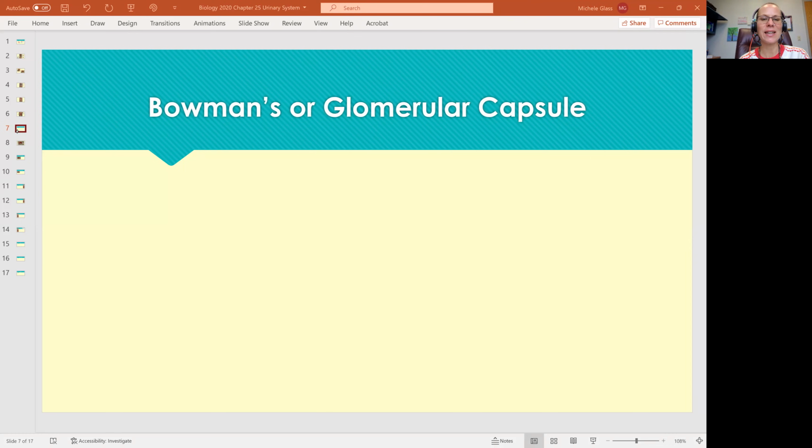We are ready to investigate the kidneys and nephron in a little bit more detail. Remember when we talked about the nephron, we said it's the functional unit of the kidney. So we cannot understand the kidney without understanding the nephron. And we're going to start with the start of the nephron. And the start of the nephron has two names. It can be called either Bowman's capsule or the glomerular capsule.